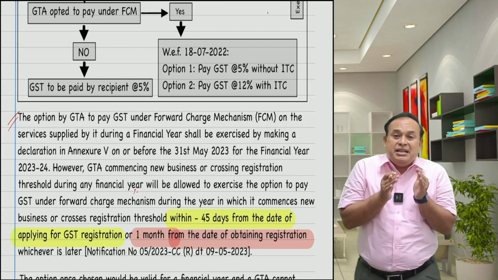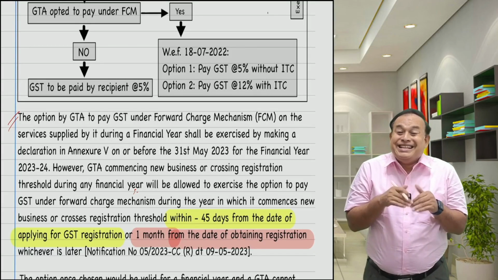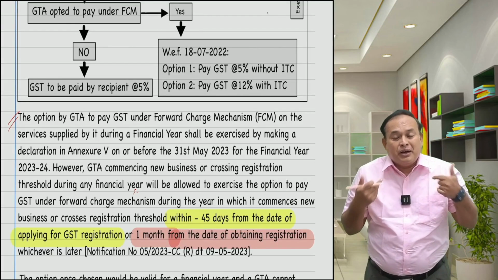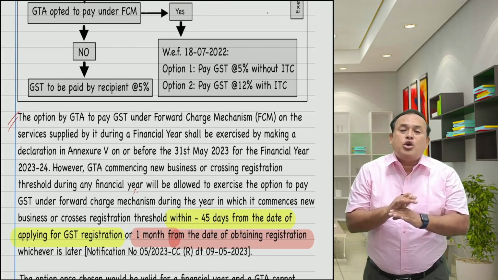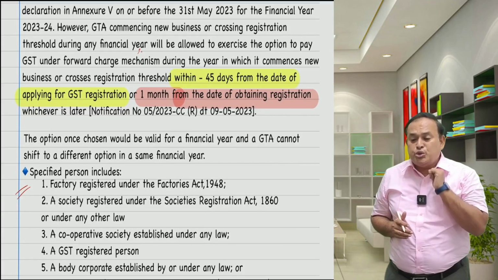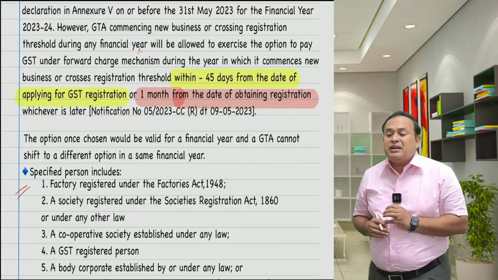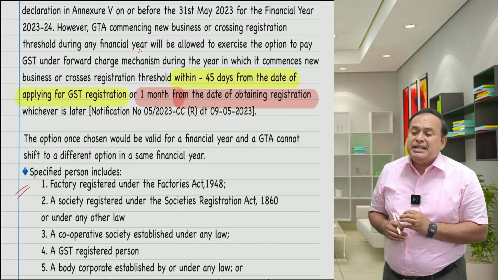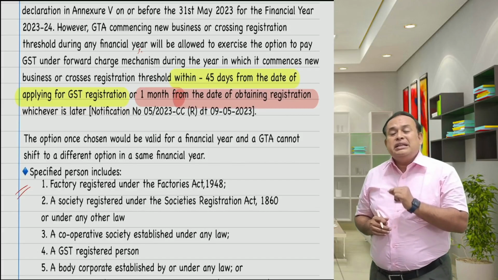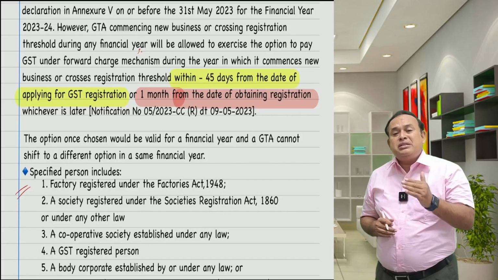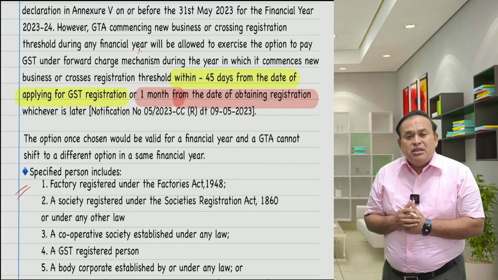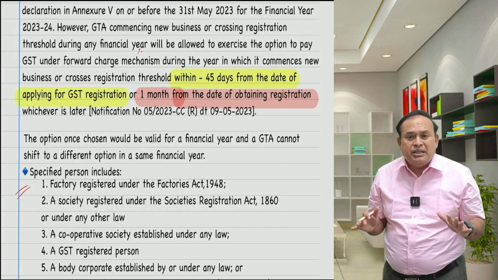So if that option is exercised by the GTA, being the supplier, to pay GST under forward charge, it is not going to come under the reverse charge mechanism. The option once chosen would be valid for a financial year, and a GTA cannot shift to a different option in the same financial year. That means if in the year 23-24 you opted for this option, then in that year you should stand with that option only.